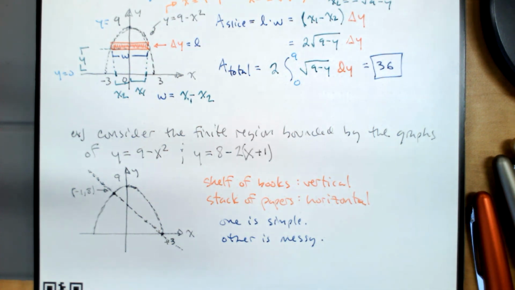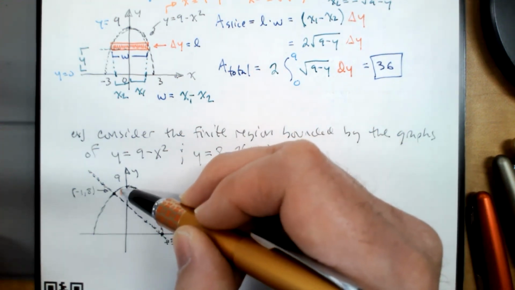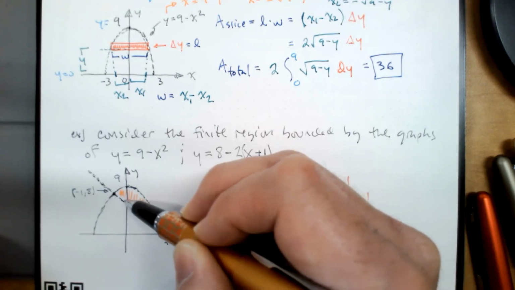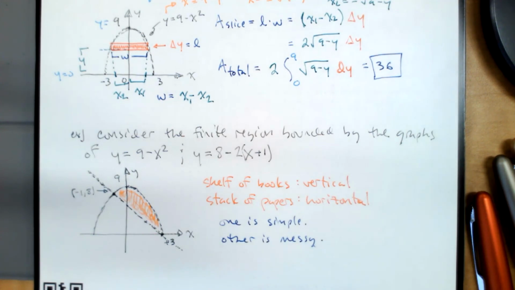So the region in question is this region here. This is what we're going to work on tomorrow. We'll see how to slice both ways. One slicing is nice, one slicing is very messy.